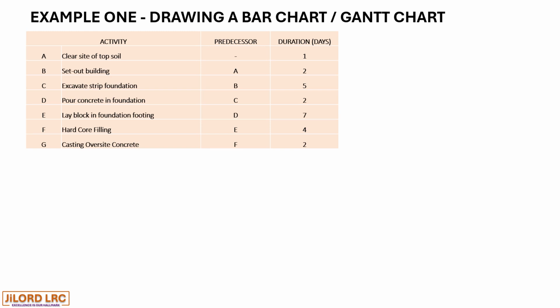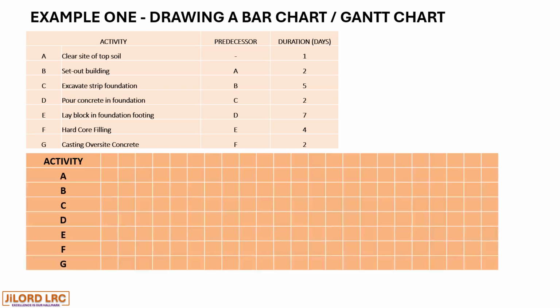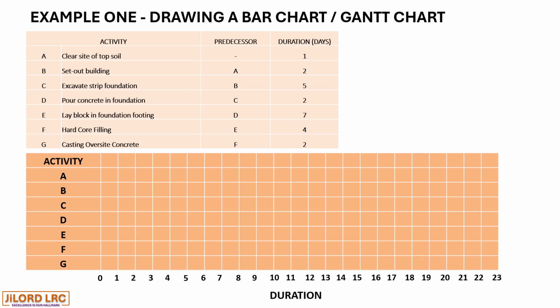Activity F, hardcore filling with a predecessor activity as E, has a duration of 4 days. And lastly, activity G, casting oversight concrete with a predecessor activity as hardcore filling or F, has a duration of 2 days. We understand from the earlier lessons that the activities will be represented on the vertical axis, while the duration will be represented on the horizontal axis.